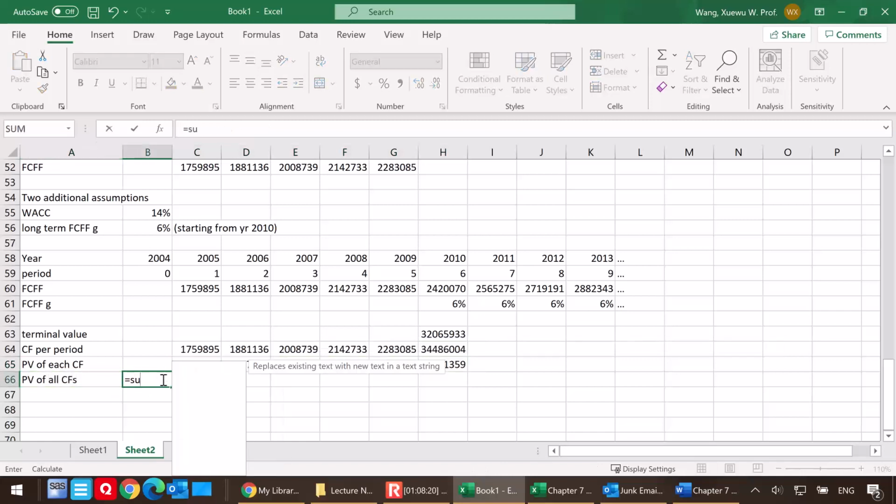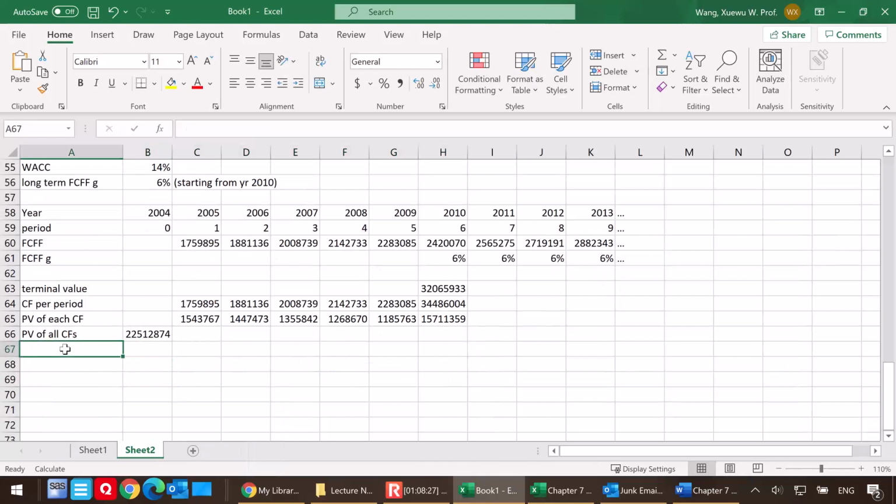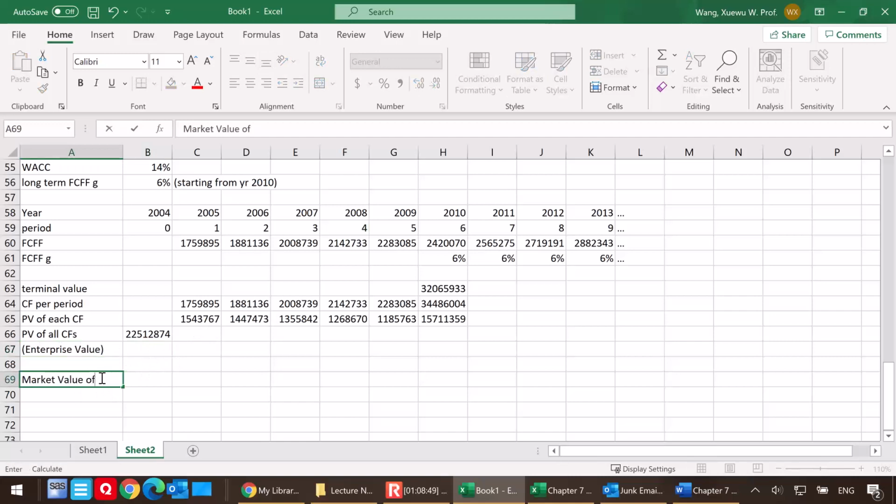All right, so that's going to be the summation of all these present values, and so that is this 225 something. Okay. And remember, this is actually the enterprise value. All right, so this is also going back to equity valuation discussion. All right, and you can actually replicate this number by doing the NPV function if you want. All right, so now we can actually look at market value of equity. All right, so market value for equity.